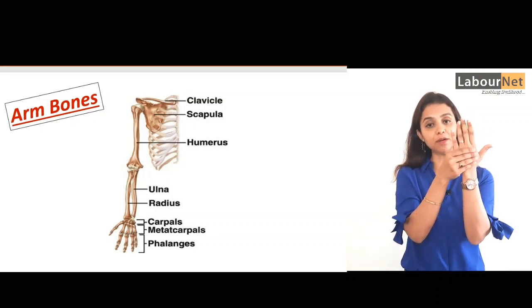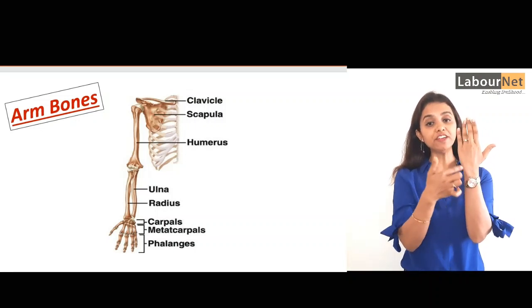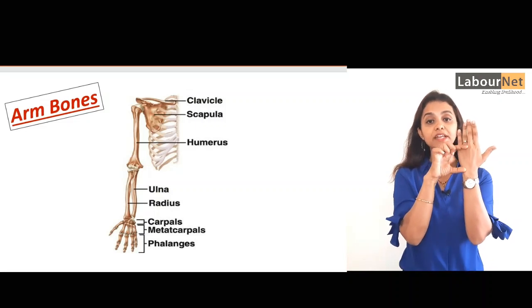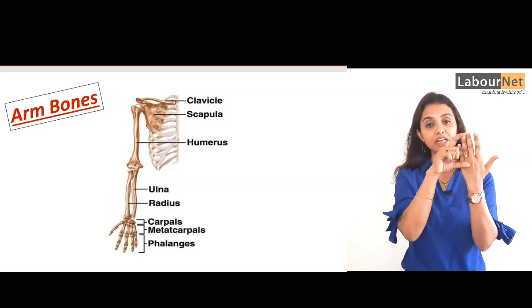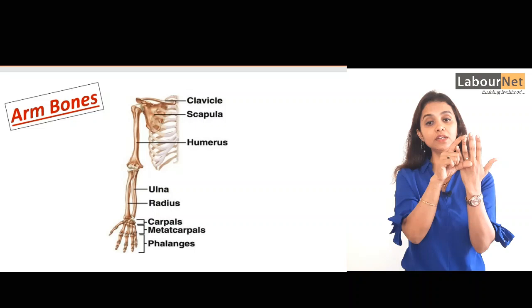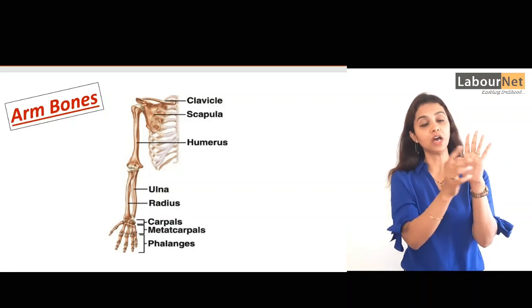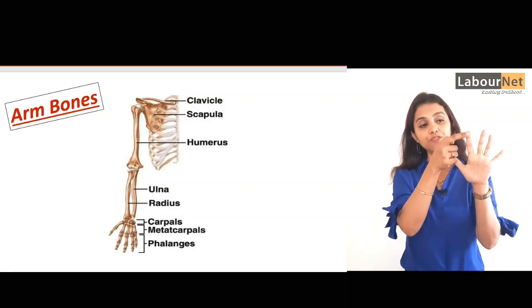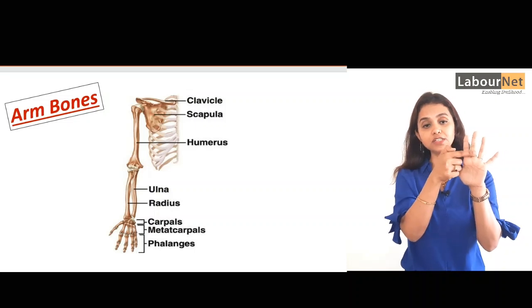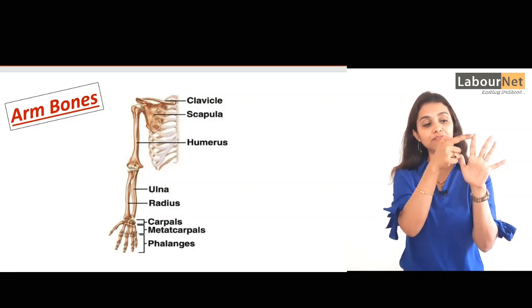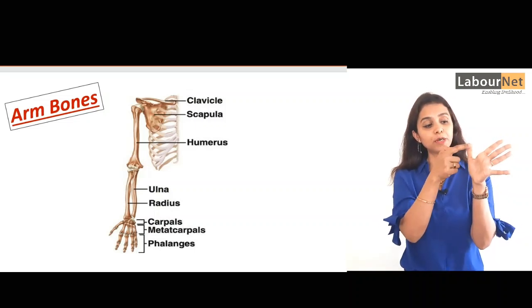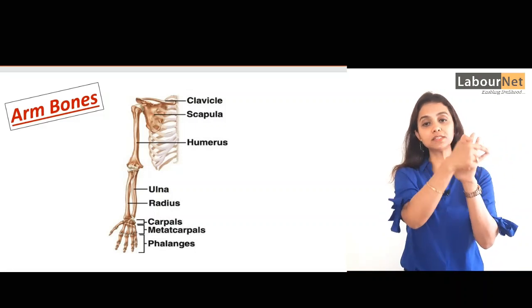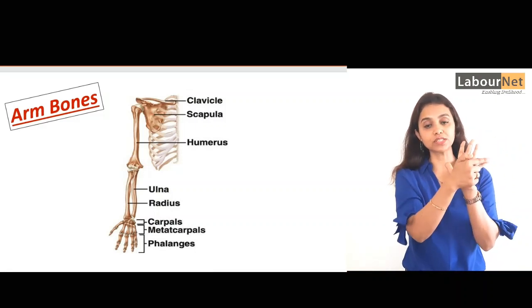Then is metacarpal. Metacarpal are 5 bones found in the middle area of the hand. Then are phalanges. Phalanges are 14 bones that make up the finger. How do you count this 14? If you can see, there are lines on the fingers, so just count them. You have 3 for each finger but only 2 on the thumb. So that is, the total is 14 bones.